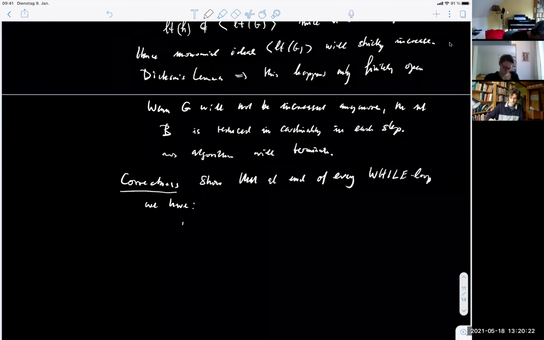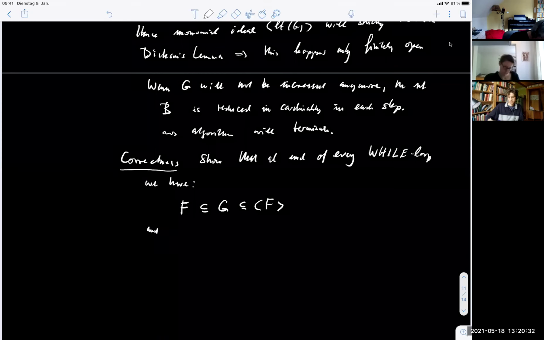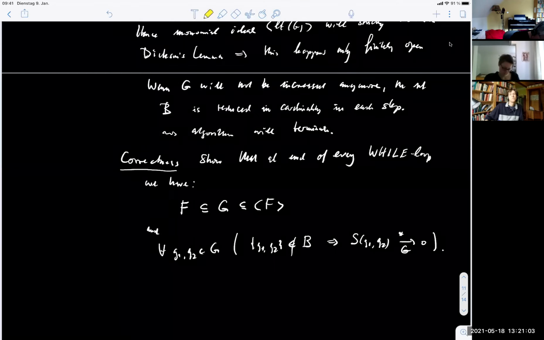we have F is contained in G, is contained in the ideal generated by F, and for all G1, G2 in G, if the pair is not in B, so if it's an uncritical pair, then I'm sure that the S polynomial of these two polynomials reduces to 0 modulo the G. And of course the G is the one that changes during the execution of the algorithm, and also the B changes.